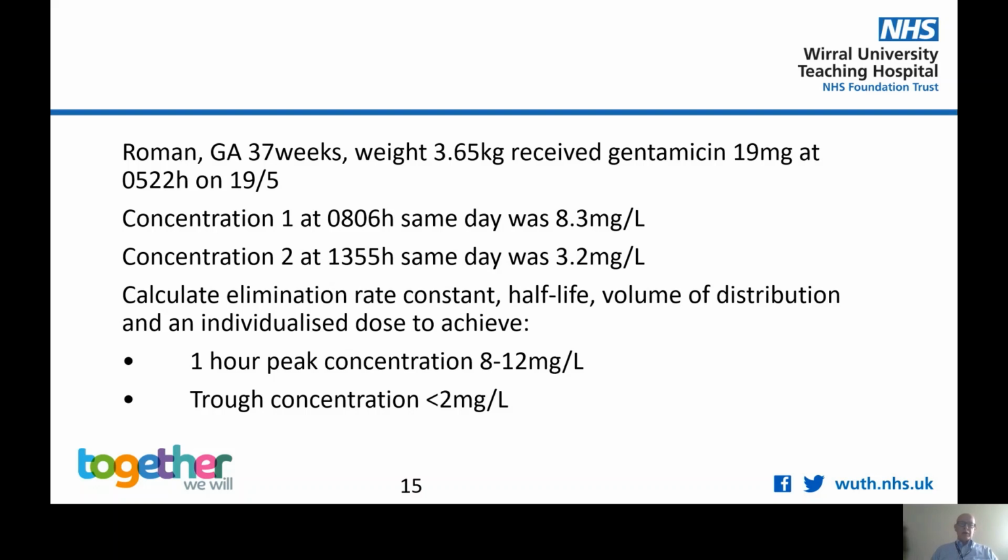Their first concentration was 8.3, their second concentration was 3.2. And again, with this detail, you should be able to work out elimination rate constant, half-life, volume of distribution, and work out what an appropriate dose and dosing frequency would be. And important to recognise that you can do this in your head, in that, in my simple mind, a dose of 19 milligrams looks like it's a reasonable choice because it's given a concentration rise of 2.5 hours post-dose of 8.3, therefore seems reasonable. But you've got a much more rapid clearance because in a 5-hour period, it's gone from 8.3 down to 3.2. Therefore, you're looking at half-lives of 5 hours as opposed to 11 hours.